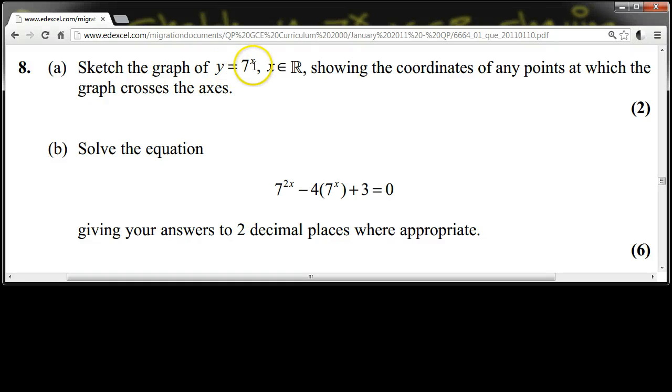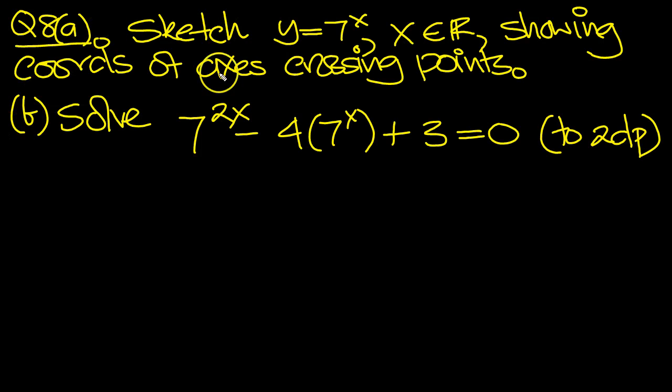Sketch the graph of y equals 7 to the power x, for x belongs to the real number line, showing the coordinates of any points at which the graph crosses the axes. And then solve the equation 7 to the power 2x minus 4 times 7 to the x plus 3 equals 0, giving your answer to 2dp where appropriate. So let's have a look at this then.